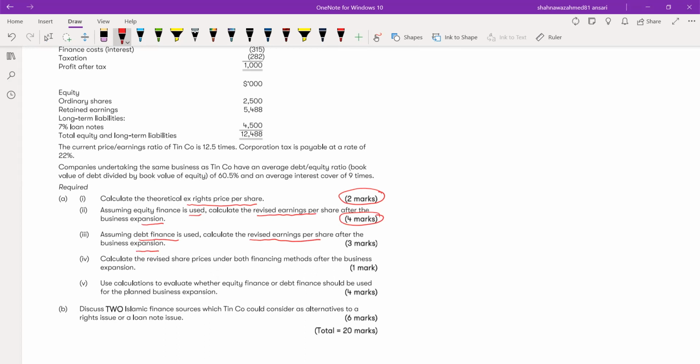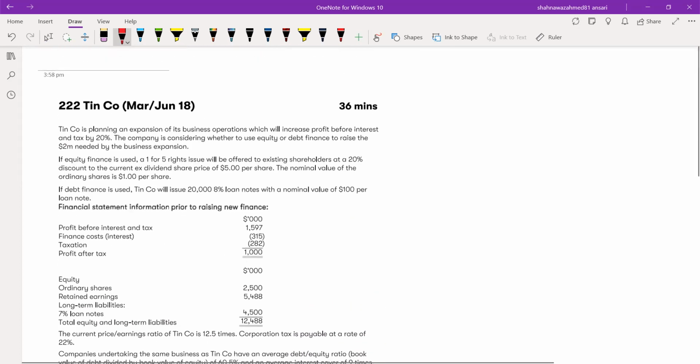And then after these two parts, we have to calculate revised share price under both equity option and debt financing. And then we have to evaluate whether debt financing or equity financing should be used for the business expansion. Now let's discuss the question.